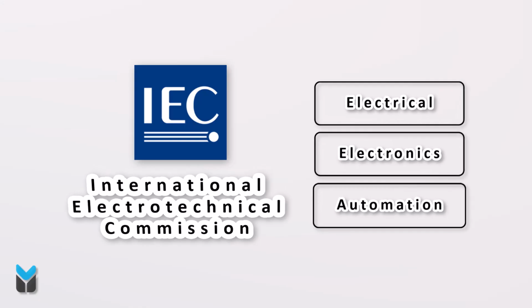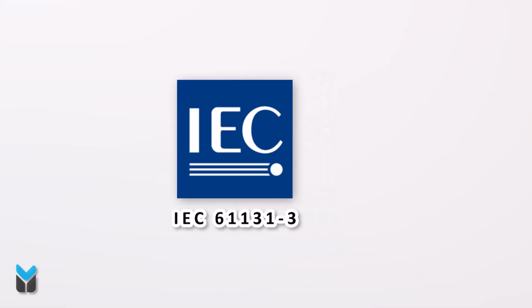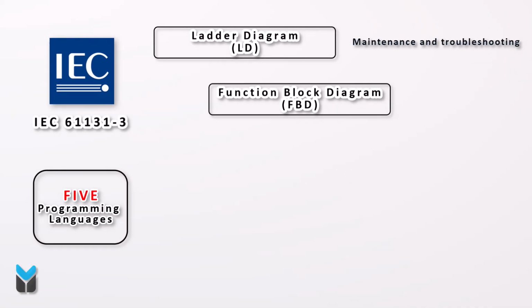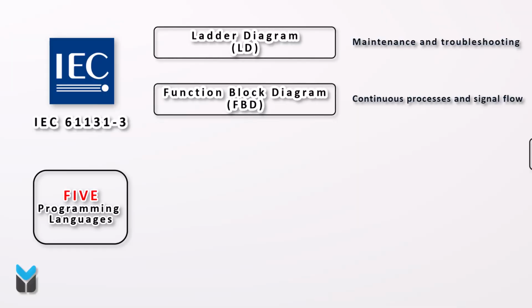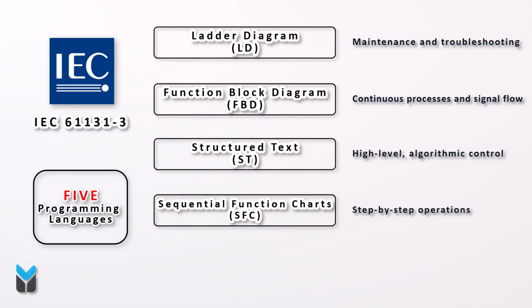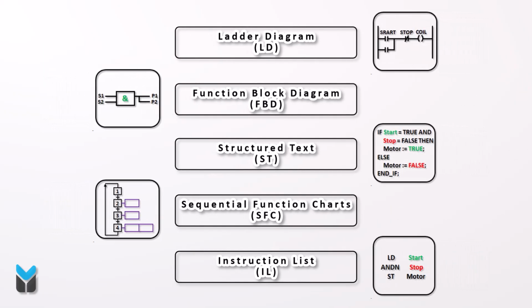One of its key standards, IEC 61131-3, specifically defines PLC programming languages. According to this standard, there are 5 main languages: ladder diagram, LD, function block diagram, FBD, structured text, ST, sequential function chart, SFC, and instruction list, IL. These languages were not created randomly. Each one is designed to solve a specific type of control problem, from relay-based logic to complex algorithmic operations.